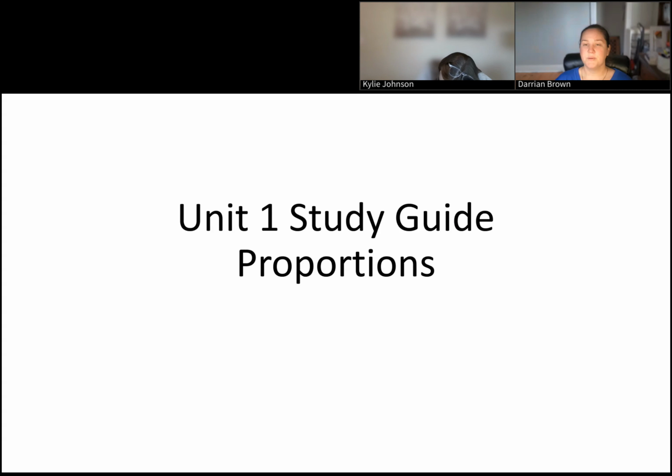Alyssa, don't be scared for the unit test. The unit test is the literal exact same thing as the study guide that we're going over today. The only thing that is different is I changed the numbers, but you solve the problem the same way that we're going to solve the problems on this study guide. So if you take good notes on your study guide, there is no reason that you shouldn't make an A on the unit test.